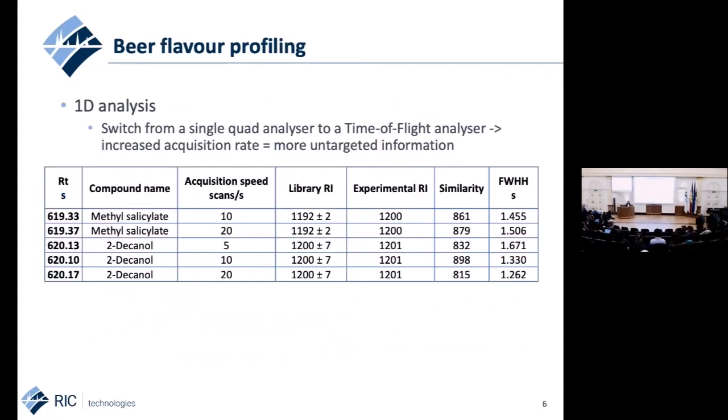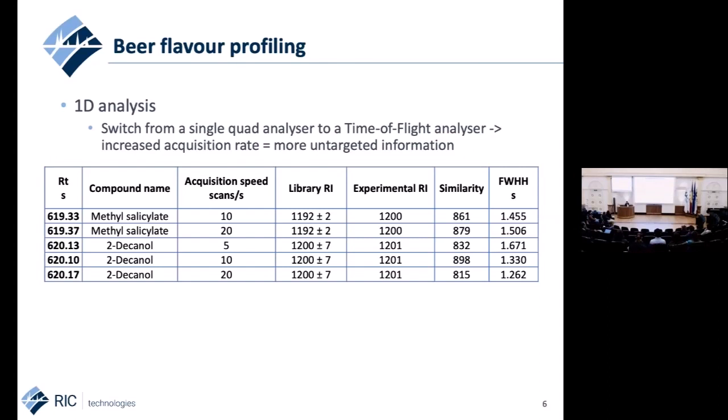Now, a couple of years ago, we already did a study in which we did beer aroma and flavor profiling through 1D analysis. And back then, we saw that simply switching from single quad detection to time-of-flight detection, time-of-flight meaning higher acquisition speeds, meaning more untargeted information, we gained a lot of knowledge about the aromas in the lager beer. And just to illustrate that, I'm going to check if I can get my pointer. Okay.